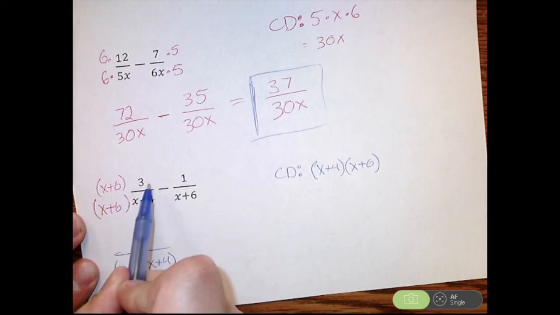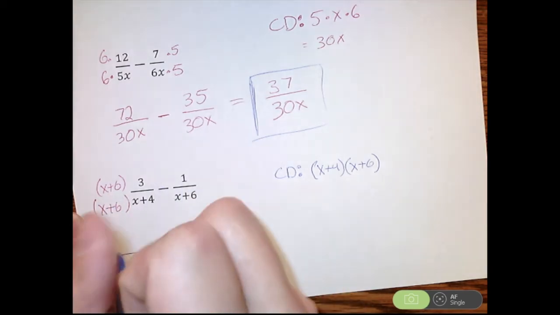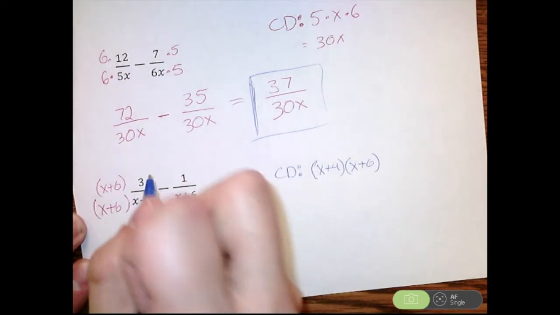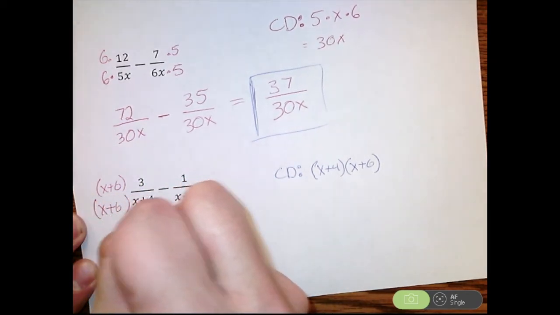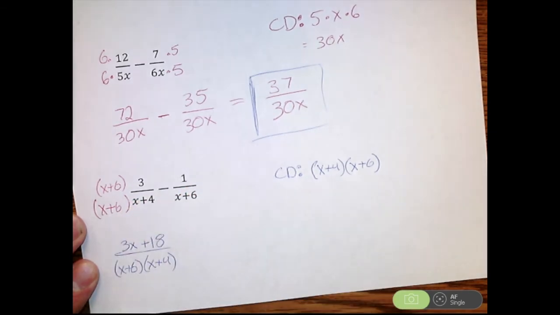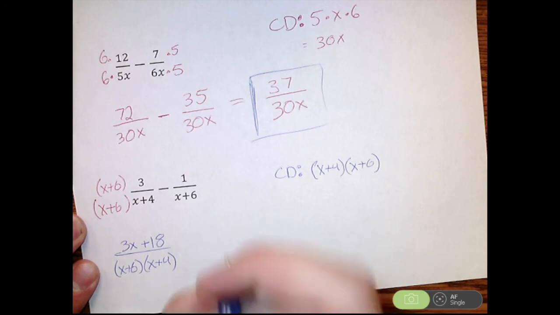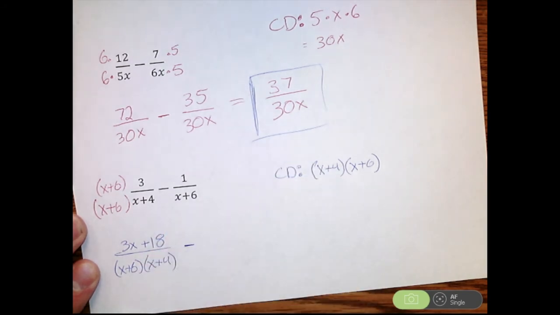I'm going to take this 3 and multiply it through. So 3 times x is 3x. 3 times 6 is 18. So 3 times x plus 6 is 3x plus 18. Still subtracting there. So now let's deal with this right fraction.